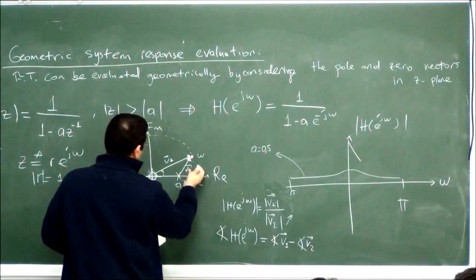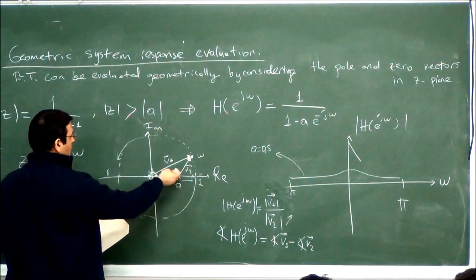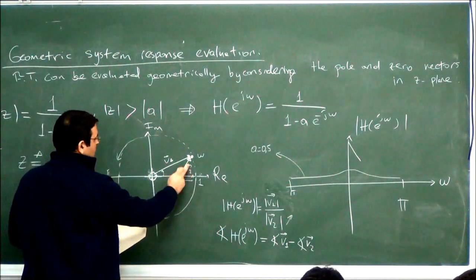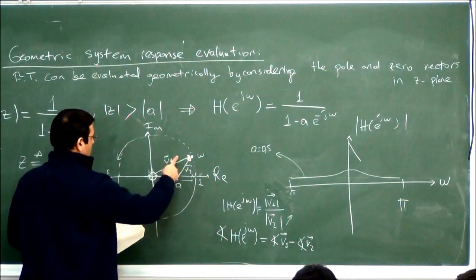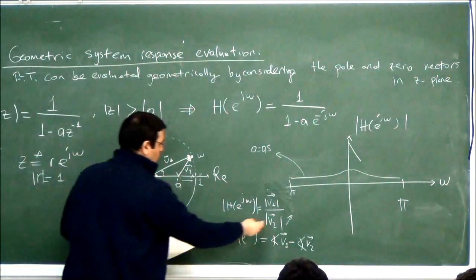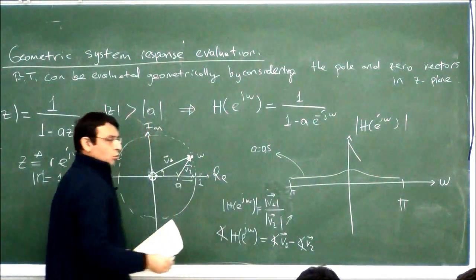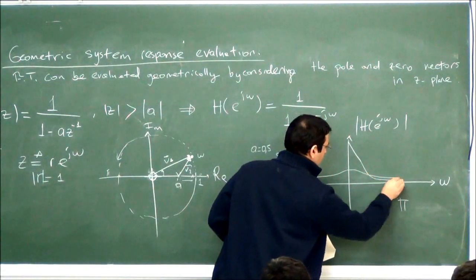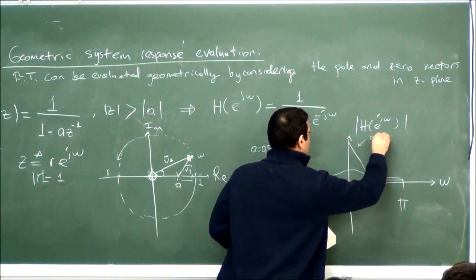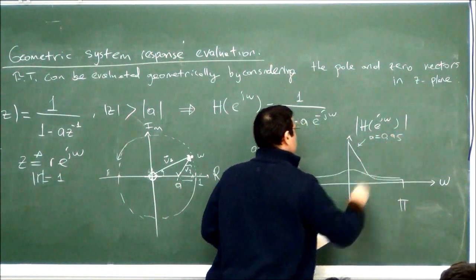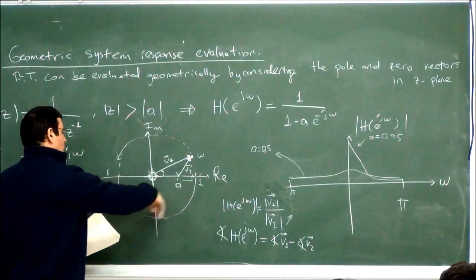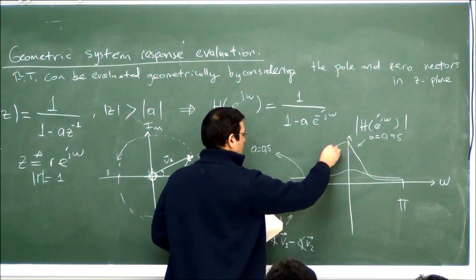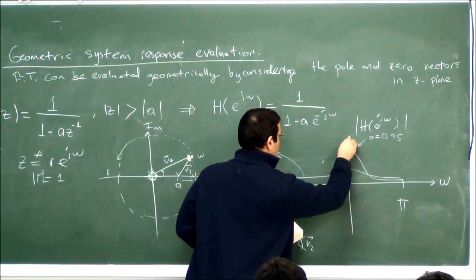So by going counterclockwise, moving away from this pole and going through pi, the length of this V2 vector is increasing, and the overall magnitude response will decrease. So it is something like this, for A equal to 0.95. For the other part, it is symmetric, the same thing. I'm sorry, so this is symmetric.